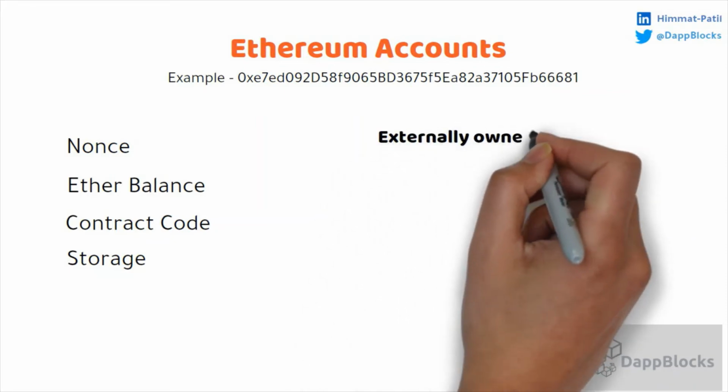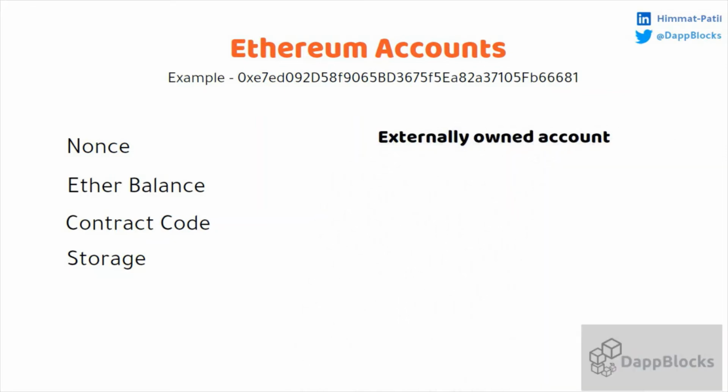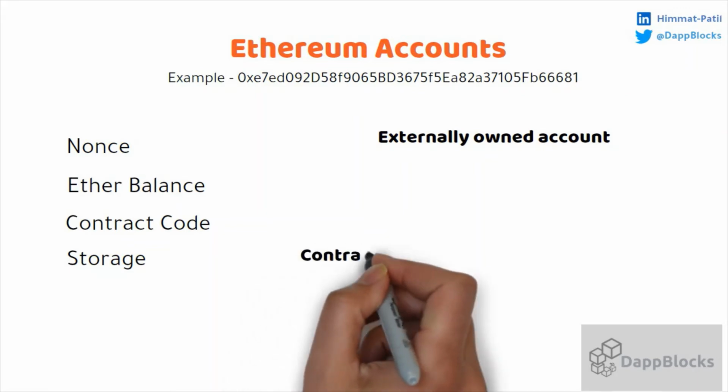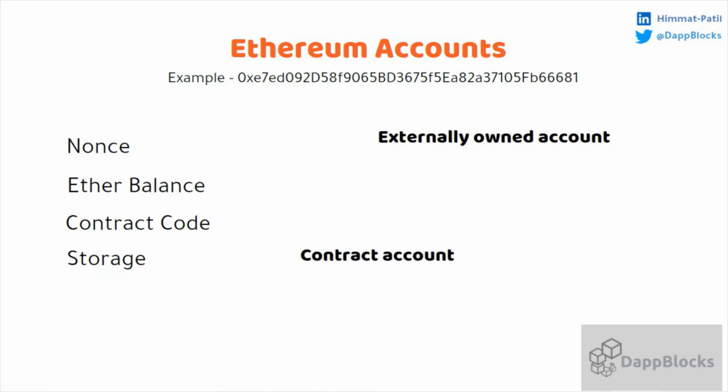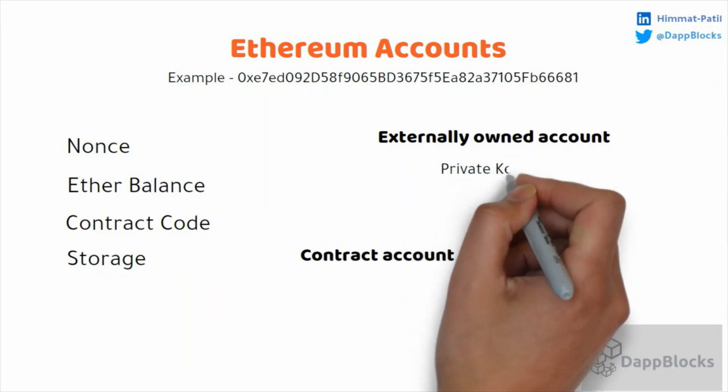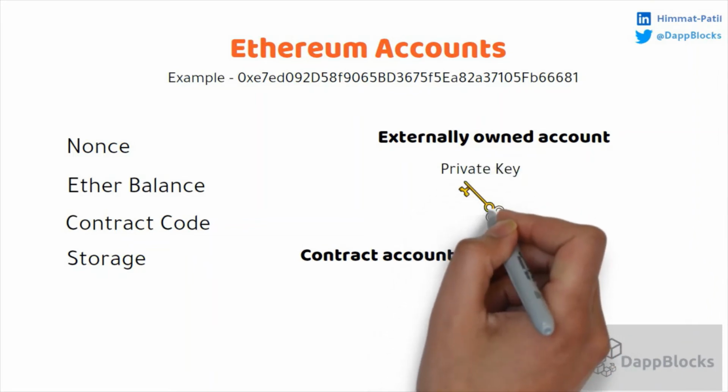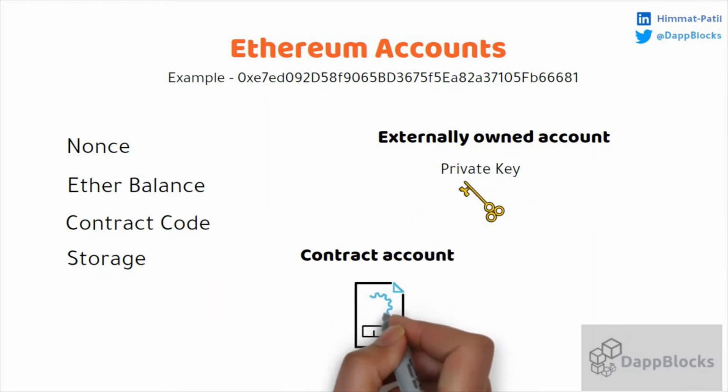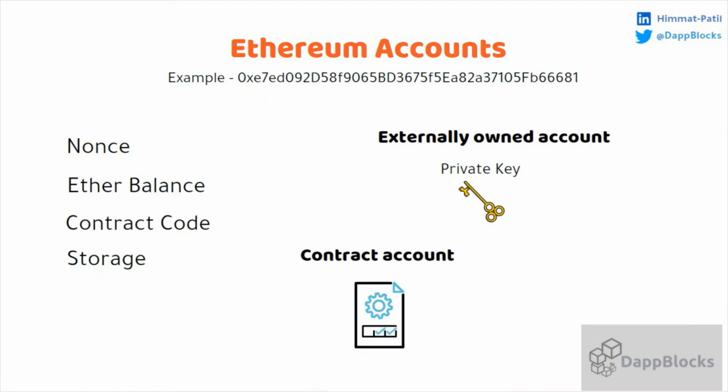There are 2 types of accounts in Ethereum. Externally owned account, that is the user account, and contract account. User accounts are used to create transactions signed with the user's private key, whereas a contract account has a smart contract. A smart contract is a set of functions or code which executes and generates output.